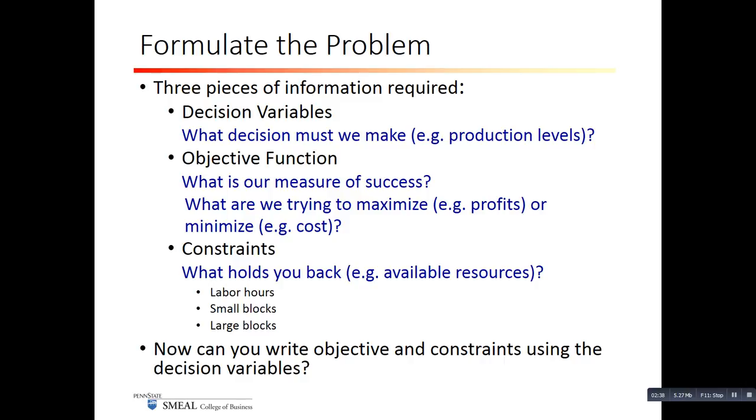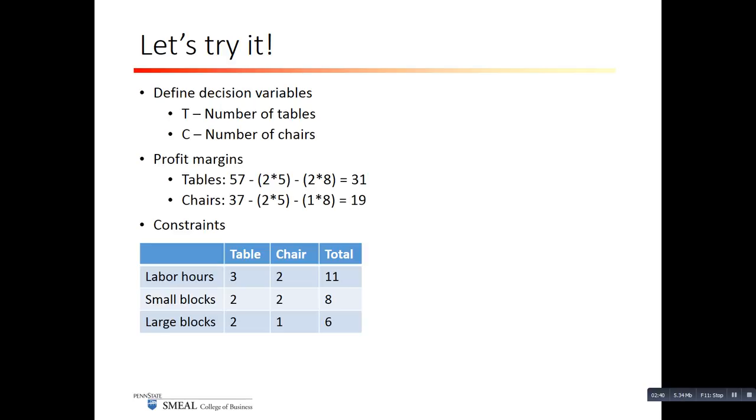Now we're going to write this objective function and constraints into a mathematical representation. So to ease our definition, we define the symbols. T represents the number of tables, C represents the number of chairs. For each table, we earn $31. For each chair, we can make $19 as our net profit. And this is the resource requirement as well as the total amount of resource we have.